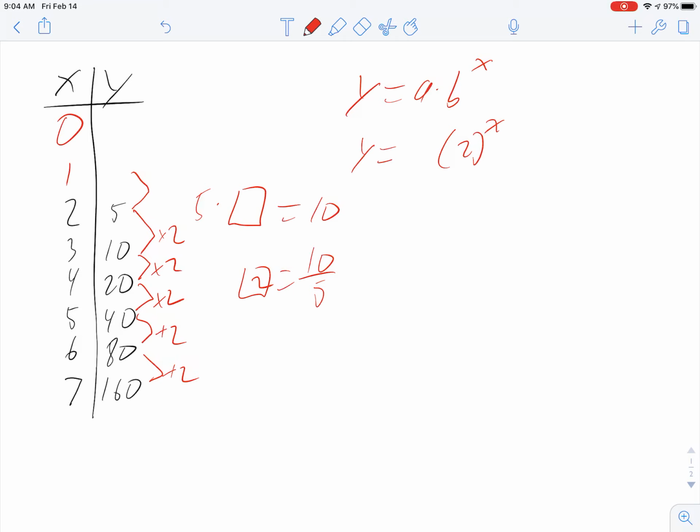So 5 divided by 2 is 2.5. And then go back one more to get to 0. 2.5 divided by 2 is 1.25. And so that is my start value, and that's your a. And so our equation would then be 1.25 times 2 to the x power.